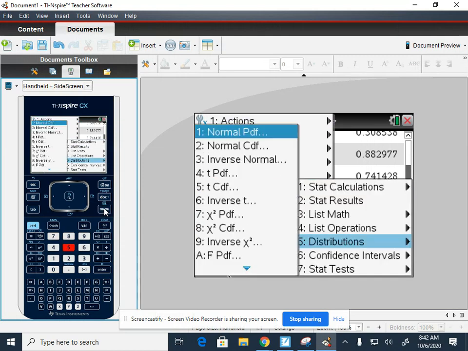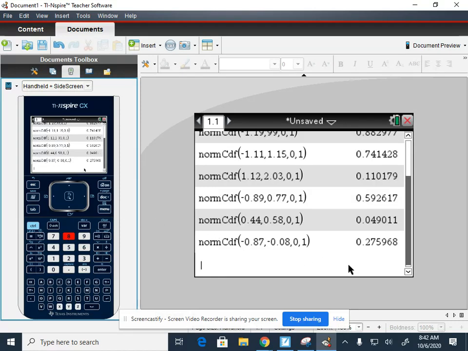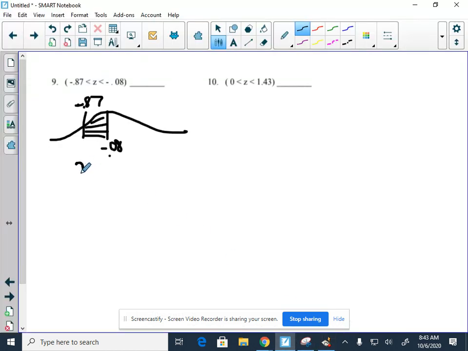So menu 652, negative 0.87 to negative 0.08. Ooh, my last guess was 28%. It's 27.6. Not bad. I just think it helps to take a guess at it if you know those ones with the 68, 95, 99.7 rule. All right, so this one's going from 0 up to 1.43.